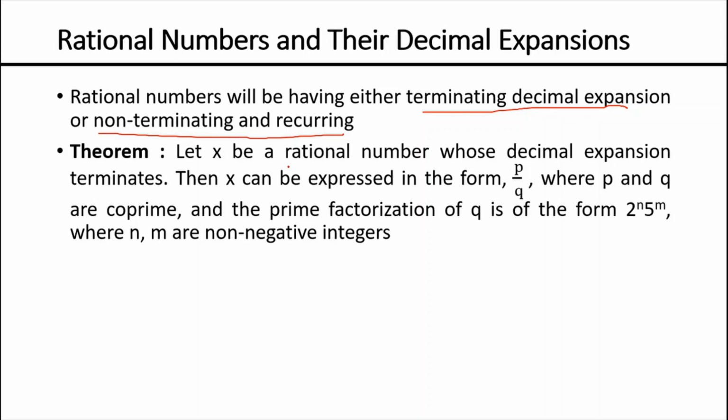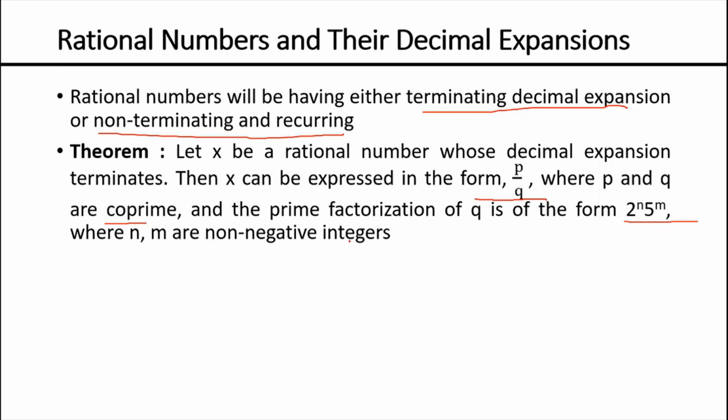This theorem states that if x is a rational number whose decimal expansion terminates, then x can be expressed in the form of p by q, where p and q are co-prime and the prime factorization of q, that is the denominator, is of the form of 2 to the power n multiplied by 5 to the power m, where n and m are non-negative integers.